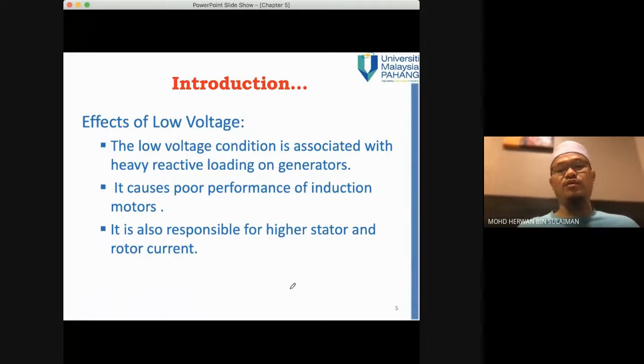So what are the effects of low voltage? Basically low voltage, as I said previously, is associated with heavy loading on generators, heavy reactive loading.